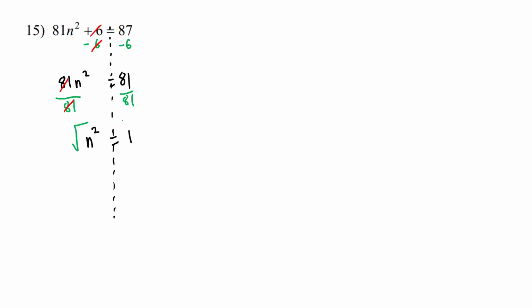Last step is to take the square root. The square root of n squared is just n. The square and the root cancel each other out. Square root of 1 is 1. And remember, it can be plus or minus. So I can write it as positive 1 or negative 1, two solutions. All right.